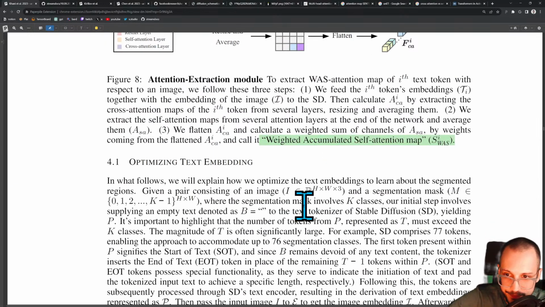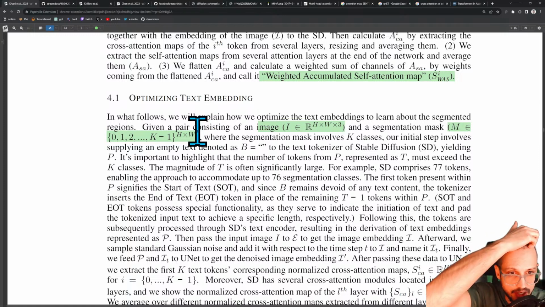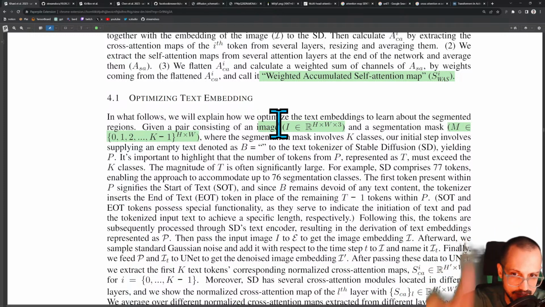Okay, hit me. Optimizing the text embedding. We will explain how we optimize the text embedding to learn about the segmented regions. Given a pair consisting of an image, okay, here's your image, and a segmentation mask, here's your segmentation mask. Your segmentation mask is going to be the same dimensionality as your image. You see H and W are the same, but there's no ×3 here. The dimensionality here is ×1. There's only one channel, and that channel is basically the class.